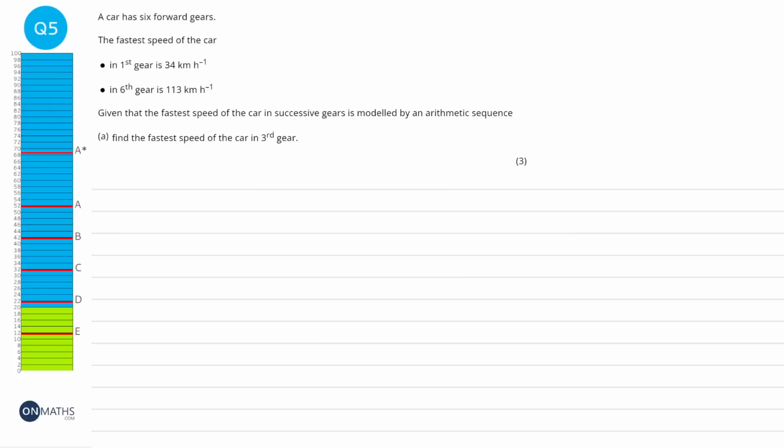We're told that the fastest speed of the car is modelled by an arithmetic sequence, and that's important. It means that we can use this formula, that the nth term is the first term plus the number we're on minus 1 times the difference. And because we're asked to find the speed of the third gear, we need to find out what that common difference is. Well, we know what A is because it's given to us in the question.